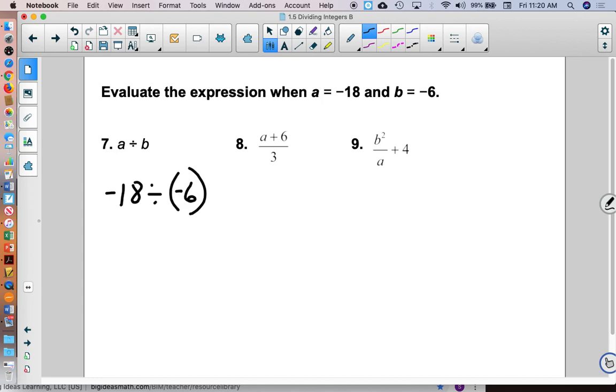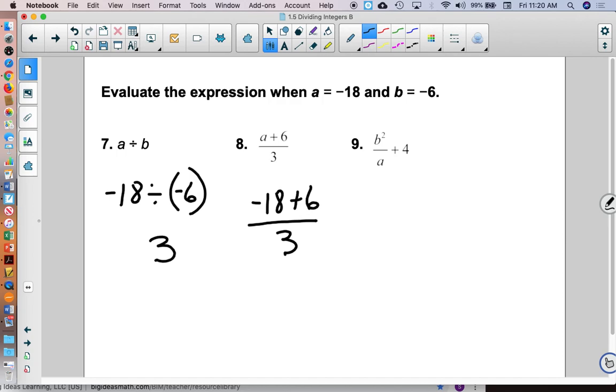Ladies and gentlemen, what is negative 18 divided by negative 6? What's it going to be, Miss Monique? What's negative 18 divided by negative 6? Three. And is it positive or negative? You're absolutely correct. Final answer is 3. Okay, number 8. How am I going to set it up? What's it going to look like when I substitute in? Zach? Negative 18 plus 6 divided by 2. Good. Look at number 9.